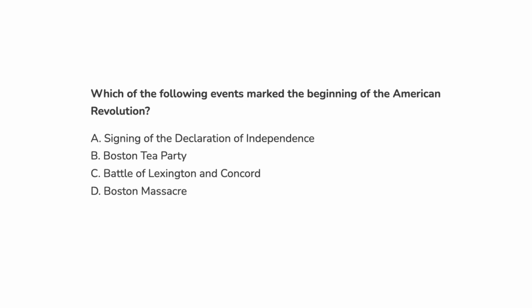Which of the following events marked the beginning of the American Revolution? Answer: C. Battle of Lexington and Concord. The Battle of Lexington and Concord in 1775 was the first military engagement of the American Revolutionary War.